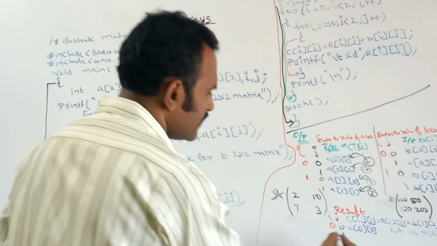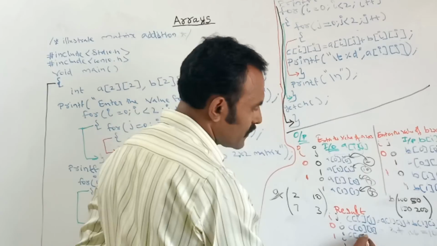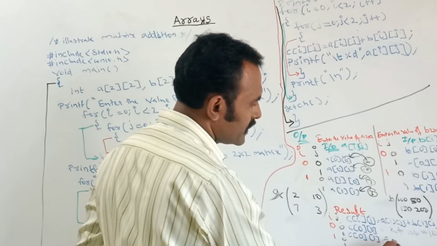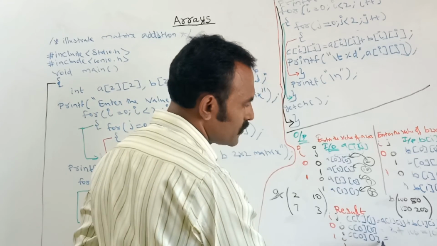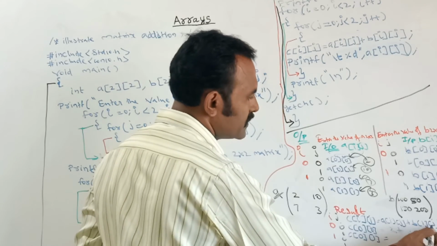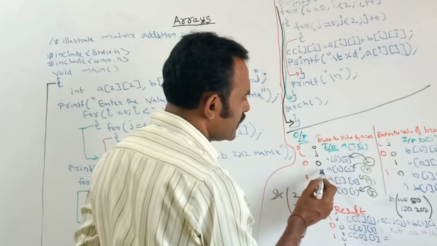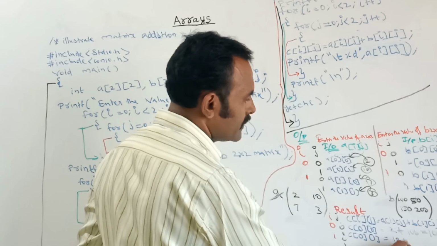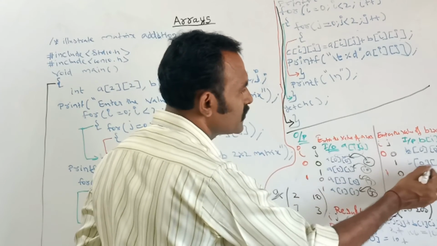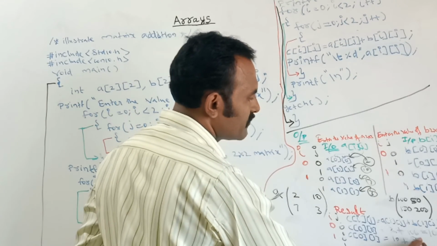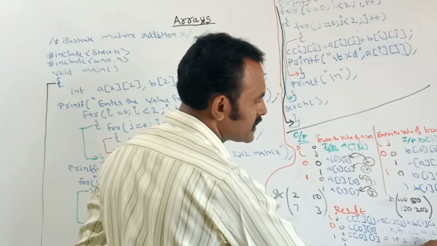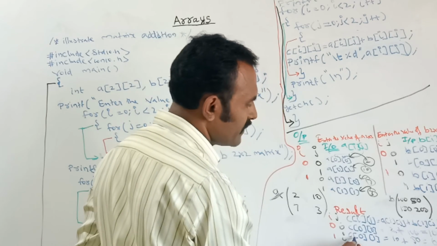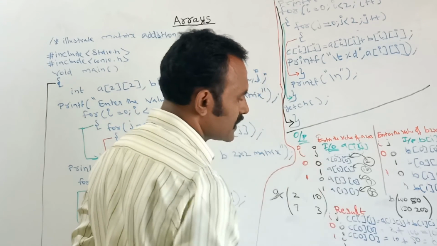In a similar way, c of 0th row and first column. Here I am adding a of 0th row first column and b of 0th row first column. See here a of 0th row first column the value is 10, and similarly b of 0th row first column the value is 50. So the result is how much? 60. This 60 will be stored in where? C of 0th row and first column.